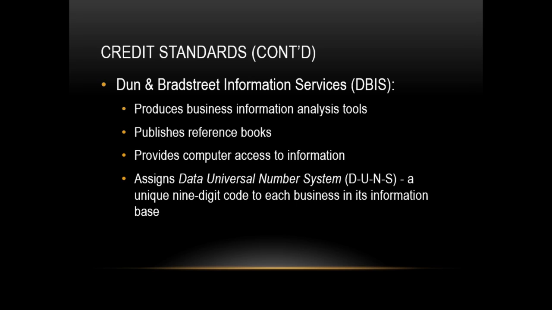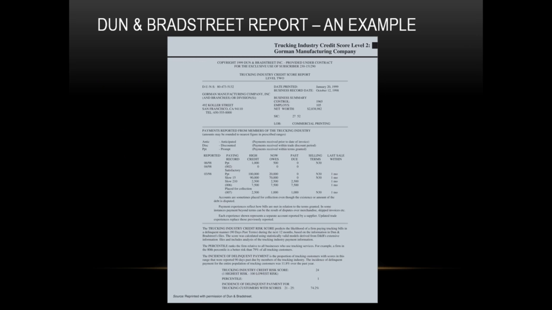Another piece of information as far as credit standards are concerned, meaning character, is Dun & Bradstreet Information Services. It produces business information analysis tools, publishes reference books, provides computer access to information, and assigns data universal number systems, which is a unique 9-digit code to each business in its information base. Here's an example of a Dun & Bradstreet report that would be printed off if you generated one, to show how well the company is doing based on whether they are trustworthy enough for you to give them any kind of lines of credit or short-term notes.